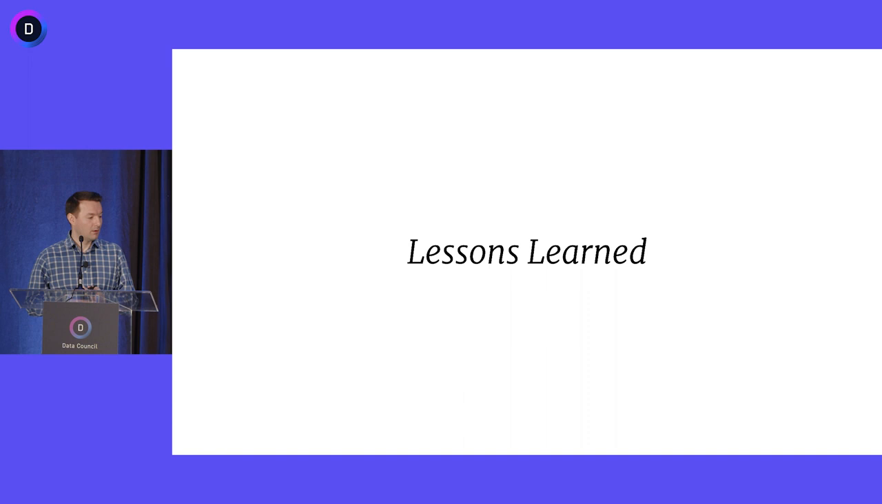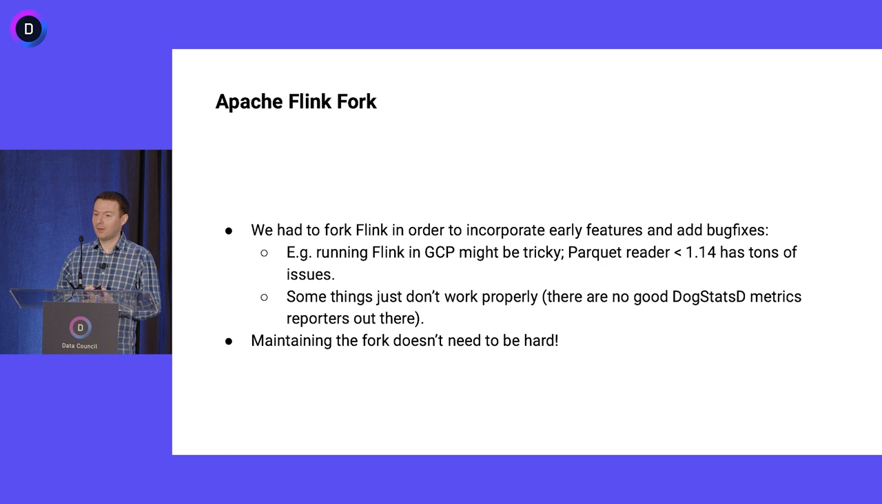So now I want to share some of the lessons we learned going through this journey. The first one is we had to fork Apache Flink internally. And this sounds very scary, but it's not that scary in practice, believe me. So why we had to fork it: some of the features and early bug fixes, we just had to incorporate them as soon as possible.